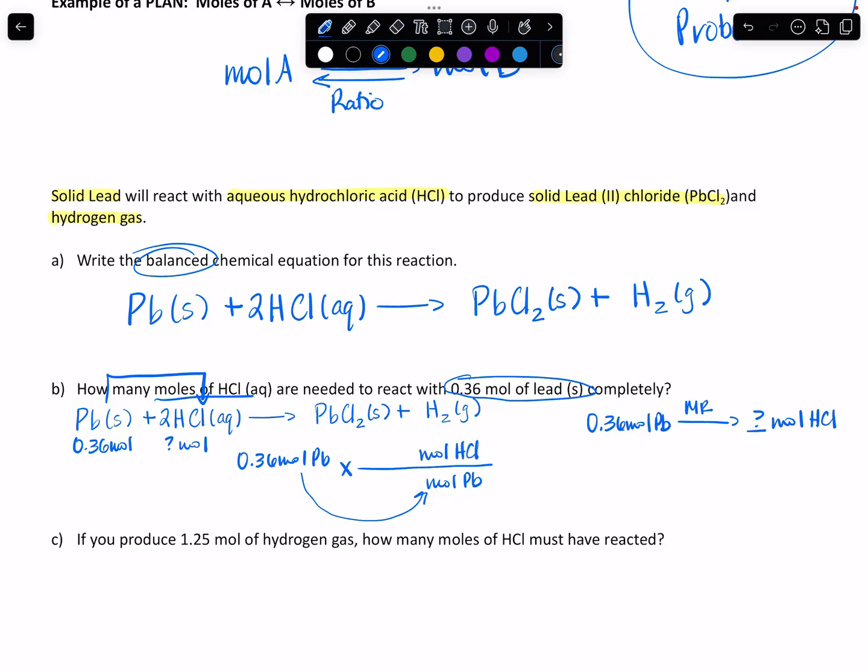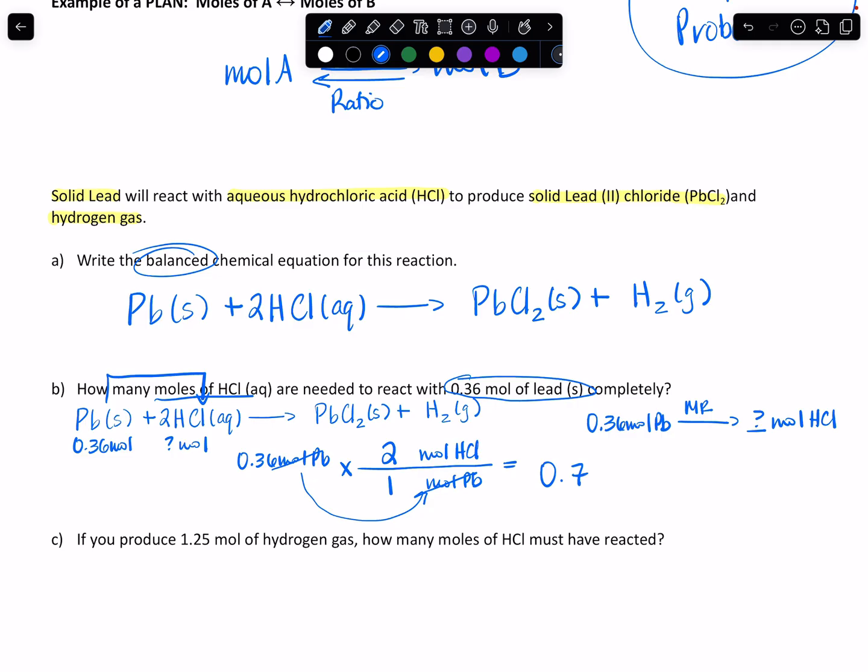And this is where the plan can be helpful. I have moles of lead to start with. I'm trying to find moles of HCl. Now to fill in the numbers, I go look at the balanced chemical equation. According to the equation, for every 1 mole of lead, I need 2 moles of HCl. And that's coming from those coefficients. So that's going to let me cancel the moles of lead. I'm going to multiply 0.36 by 2.